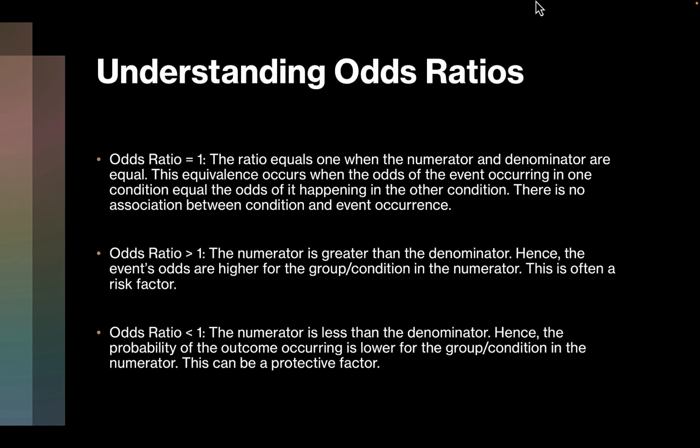Odds ratio less than 1, the numerator is less than the denominator. Hence, the probability of the outcome occurring is lower for the group condition in the numerator. And again, in public health and medical research, this tends to be a protective factor. Oftentimes for us in social science and education, it's flipped. It's a little bit more of a risk factor. You'll see in some of the examples that I'm getting ready to go through that the denominator would be not graduating high school or not enrolling in post-secondary.